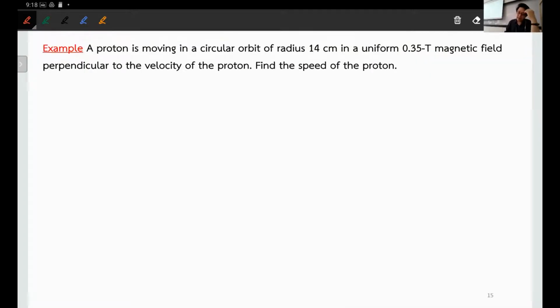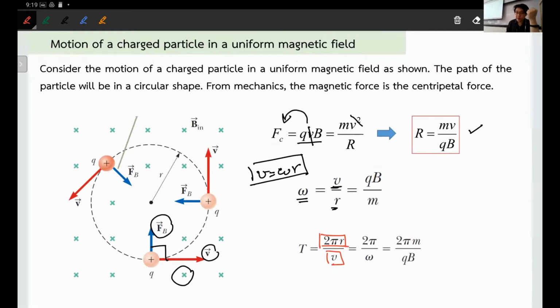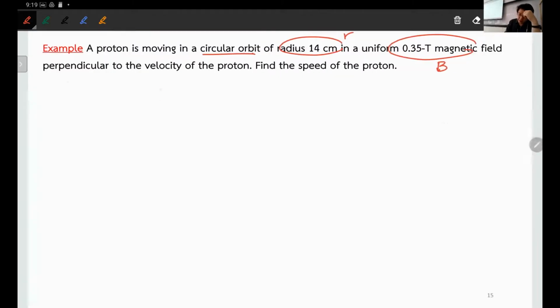Let's give it a shot. A proton is moving in a circular orbit with a radius of 14 centimeters, in a magnetic field which is perpendicular to the velocity of the proton. What is the speed of the proton? If you look at the formula sheet, this formula is already in there, so you can just execute that right away.